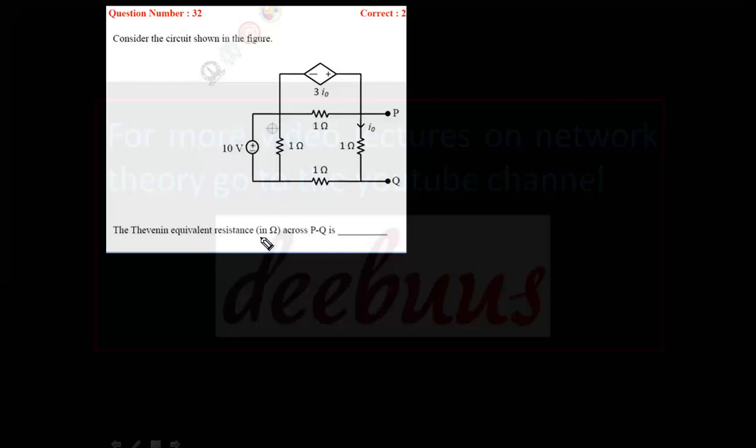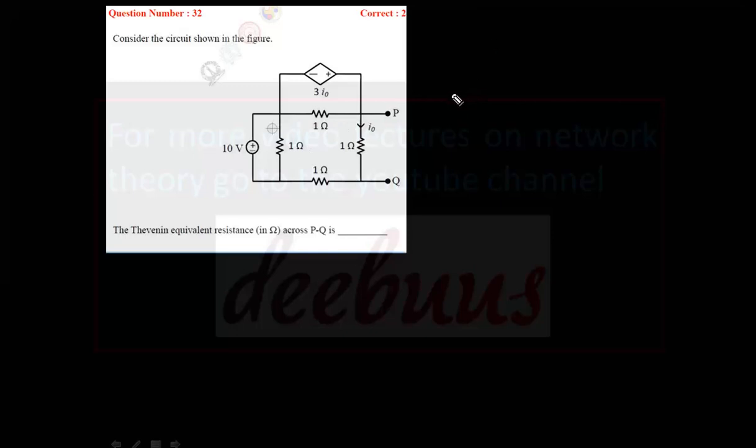We have to calculate the Thevenin equivalent resistance in ohm across PQ. For calculating Thevenin resistance, we have to deactivate the independent sources. That is correct. For deactivating a voltage source, we have to replace it by a short circuit. So, by replacing it with a short circuit, the 1 ohm resistance will not be in the circuit.